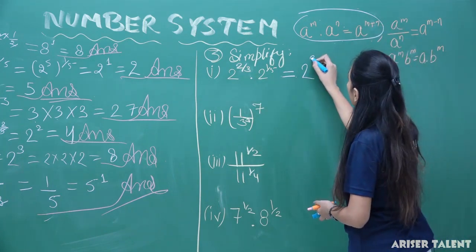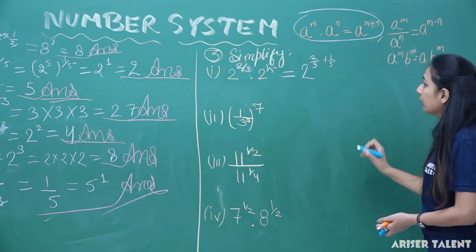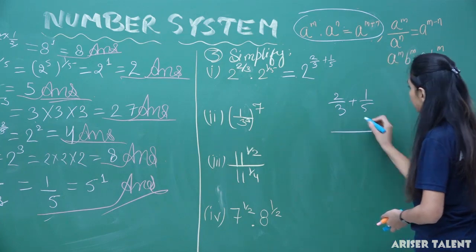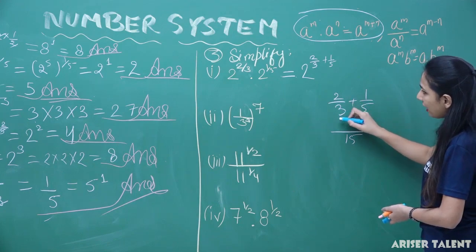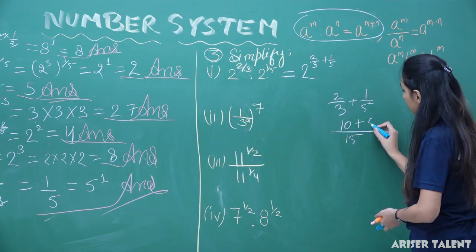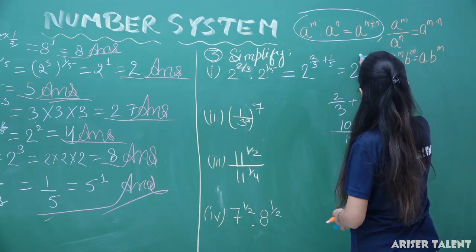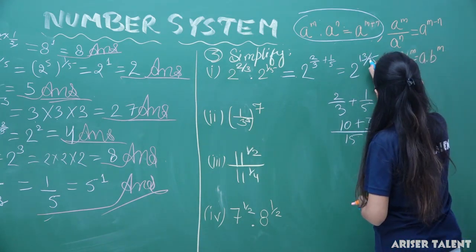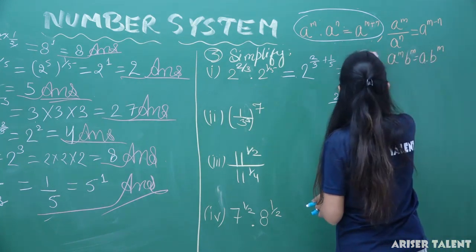Now m is 2 by 3 plus 1 by 5. Now we can simply calculate this. That will be 15 here. Okay, 5 3s are 15, so 5 2s are 10 plus 5 3s are 15, so 3 1s are 3. So that will be 13 by 15. So that will be 2 raised to power 13 by 15. This is your answer.